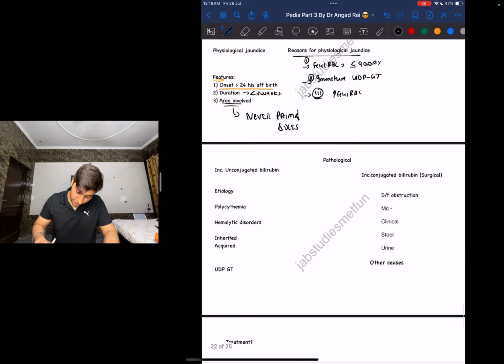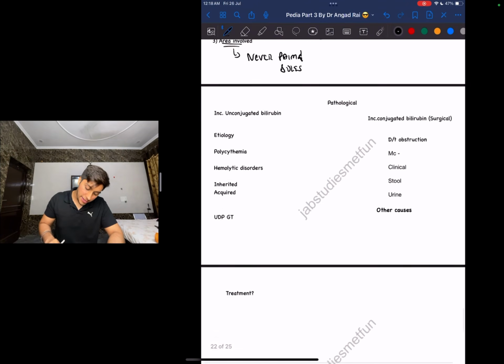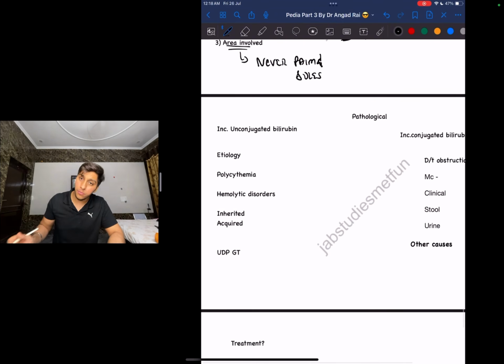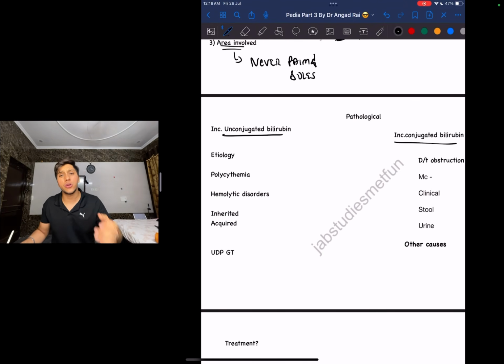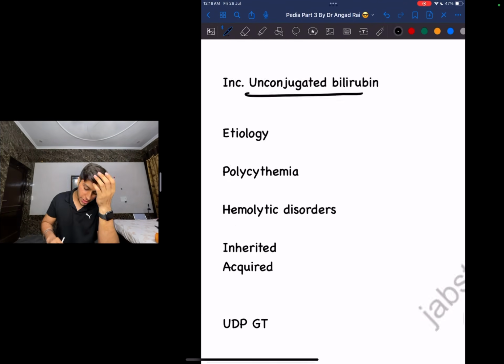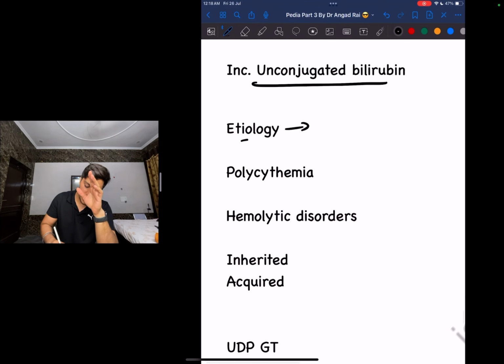Let's talk about pathological conditions, guys. In pathological conditions, you have to now divide it into two parts. One will be unconjugated or indirect bilirubin, and one will be your conjugated causes. Let's talk about the causes. Guys, the etiology in unconjugated causes will mostly be, if you see, hemolysis.